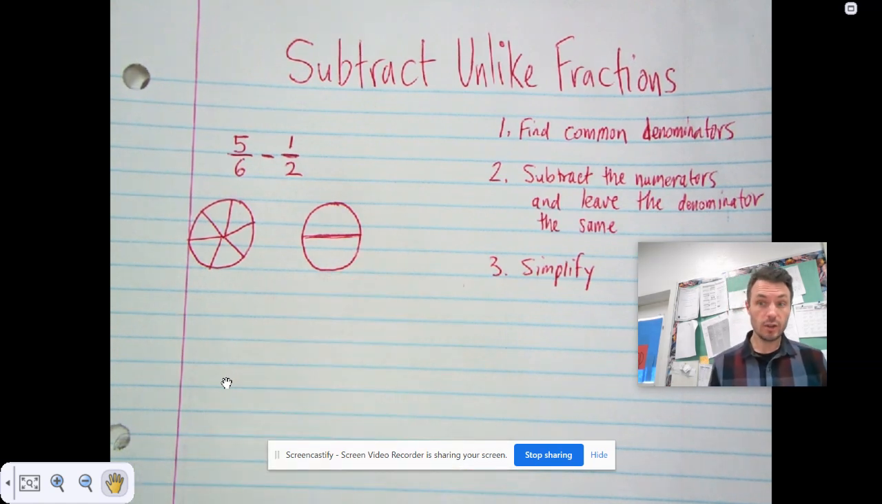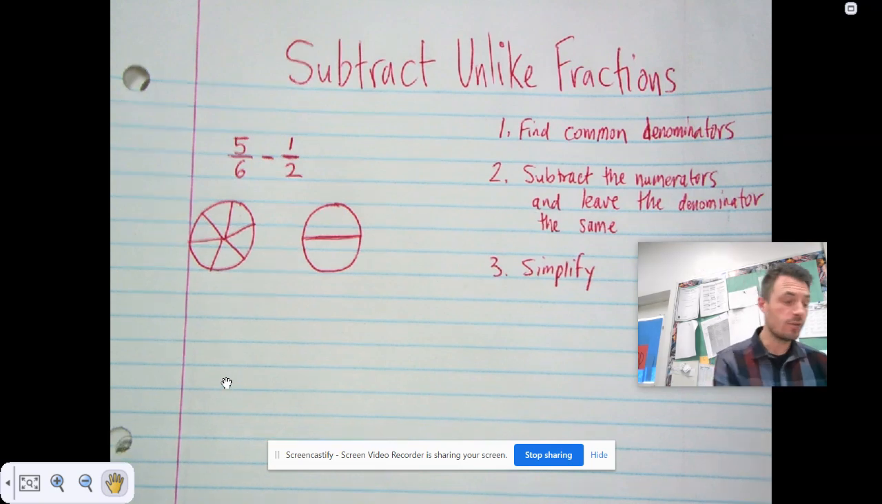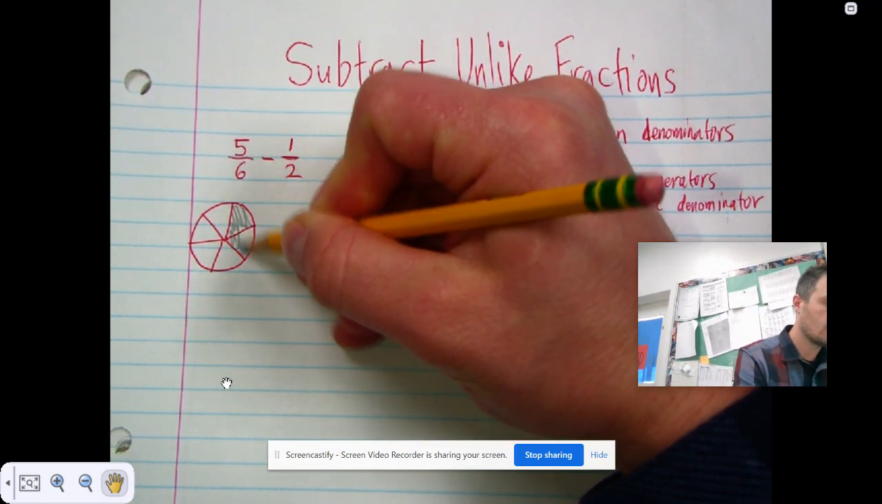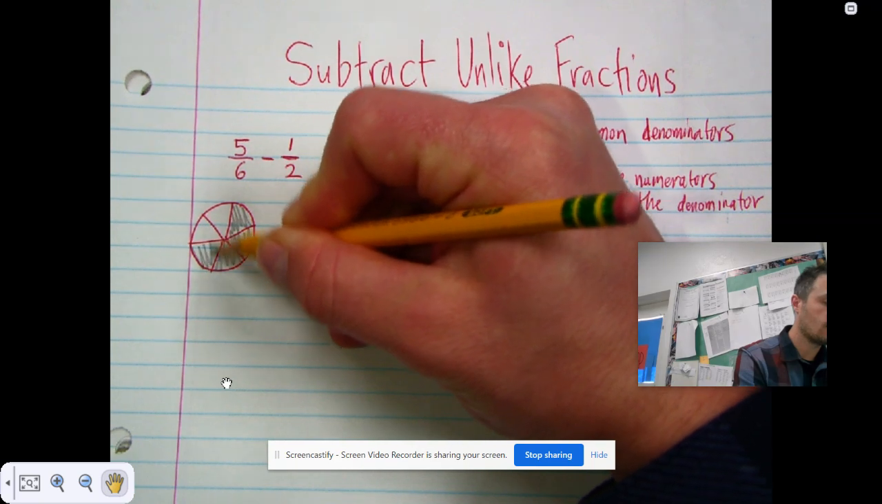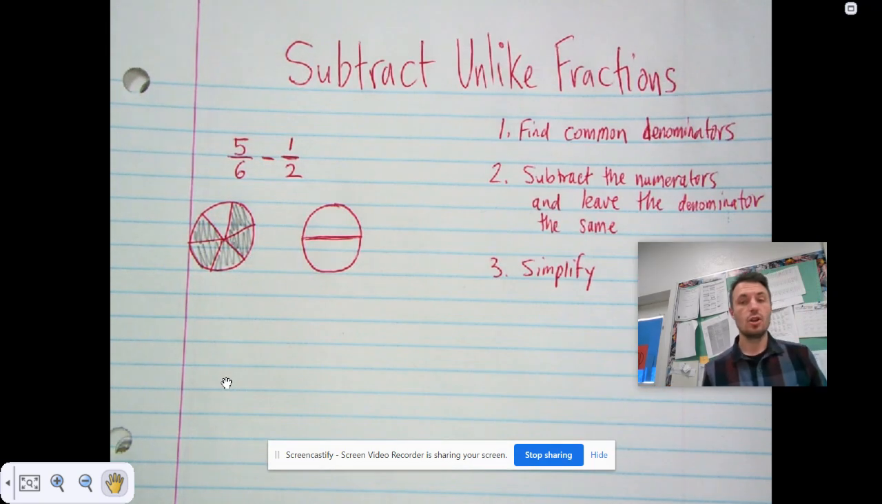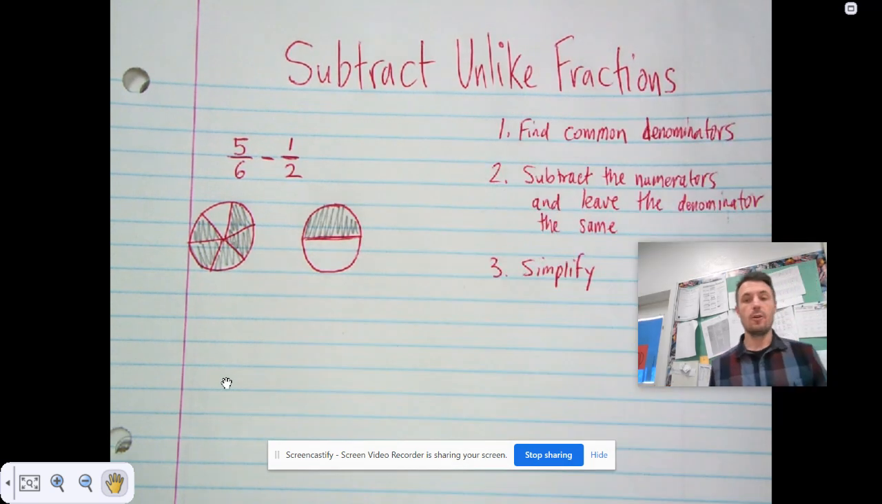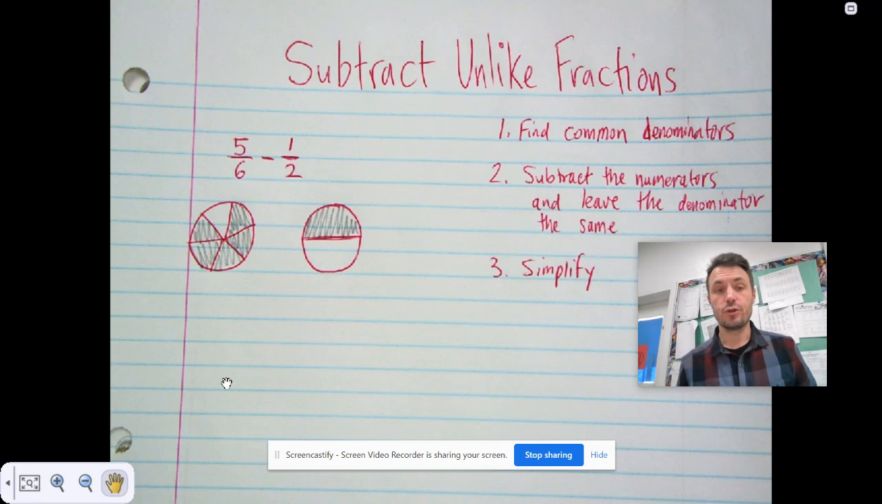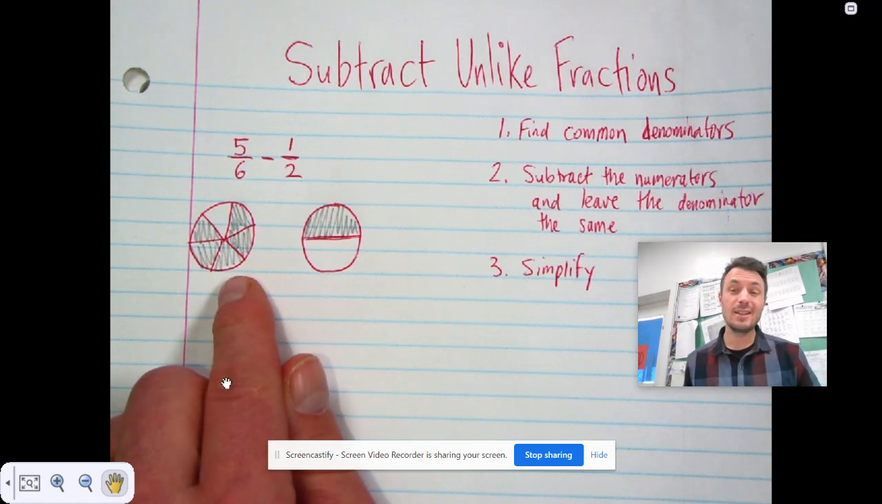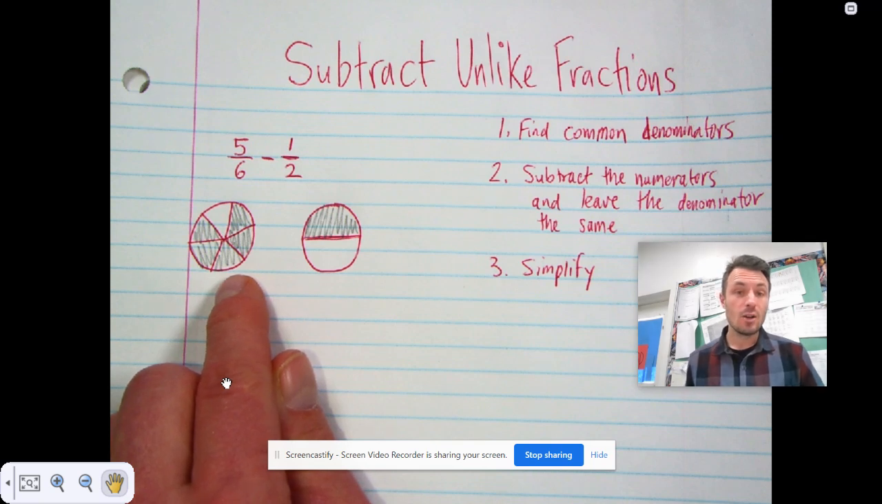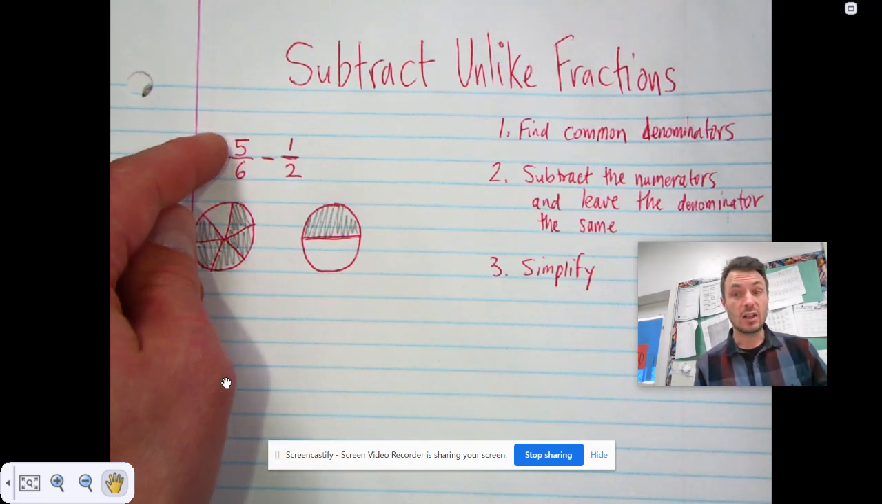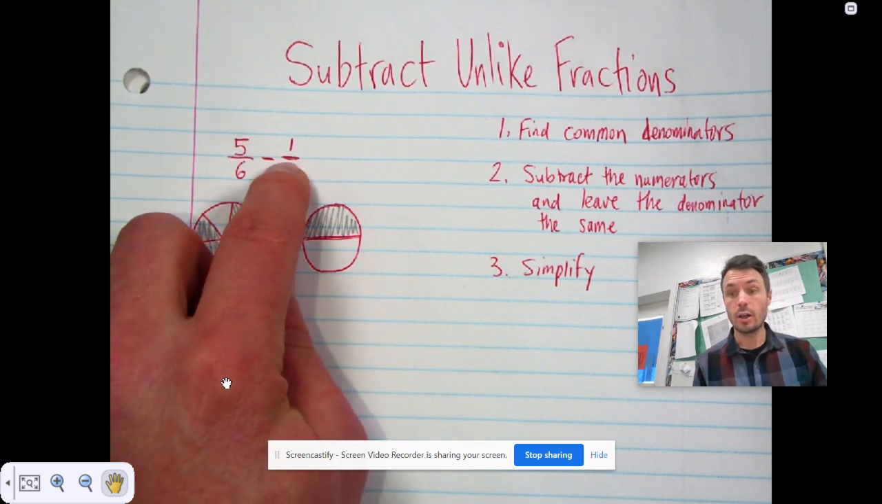Now, your friend's really hungry. He eats 5 out of his 6 slices. 1, 2, 3, 4, 5. You're pretty hungry too, but you only eat 1 slice. Now, would it be fair for your friend to say, dude, I ate so much more pizza than you? I ate 5 slices and you only ate 1. Why would that not be fair? Now, while it's true, you can see he did eat more pizza. Why can't he say, I ate 5 slices and you only ate 1?